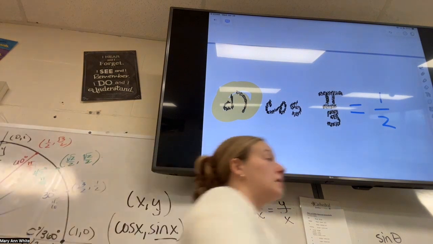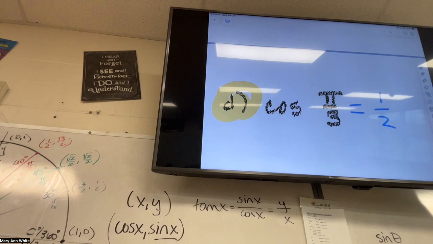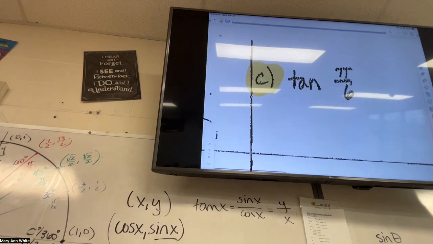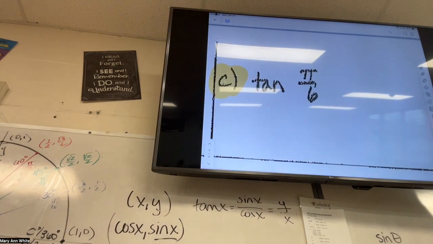So jump back to C, it says find tangent of pi over 6. What's your Y at pi over 6? 1/2. What's your X at pi over 6? Root 3 over 2.